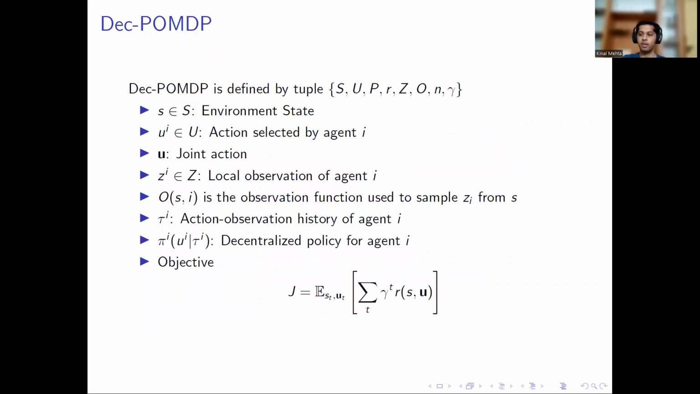DEC-POMDP is defined by the given tuple consisting of environment state S, action space of each agent U, the transition matrix P, the reward, which is common to all the agents, R, and local observations of agent Z, which is sampled according to the observation function O, given the environment state S and the agent ID I. Now, let us say tau I is the action observation history of agent I, then we define the decentralized policy as pi I, which predicts u I given tau I. And the objective is to find decentralized policies which maximize the team reward or team return.